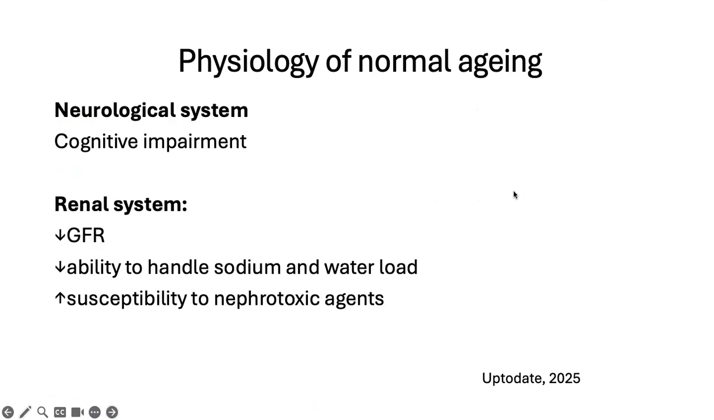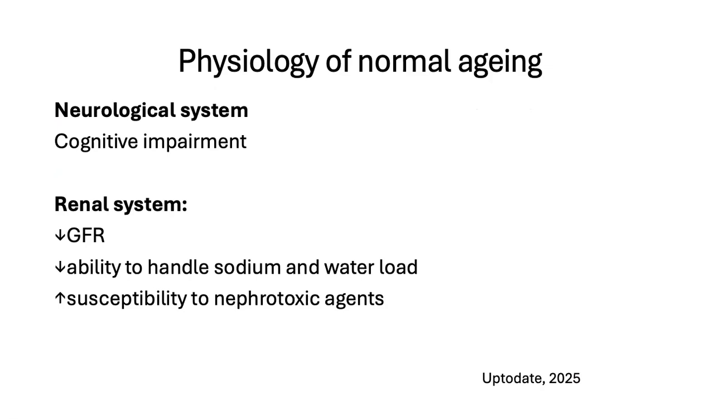Moving on again with the physiology of normal aging. So the neurological system, some of the patients may have some element of cognitive impairment, and it's important to note that. And also still with the neurological system, because of wear and tear, these patients are at a high risk of peripheral nerve injury. So it's very important when you are positioning them in the operating room to make sure that the pressure points are protected because these are the patients that are at high risk of developing nerve injuries.